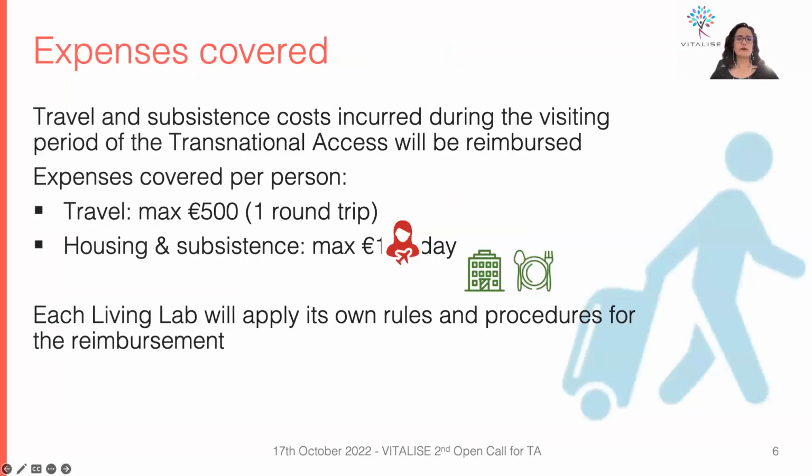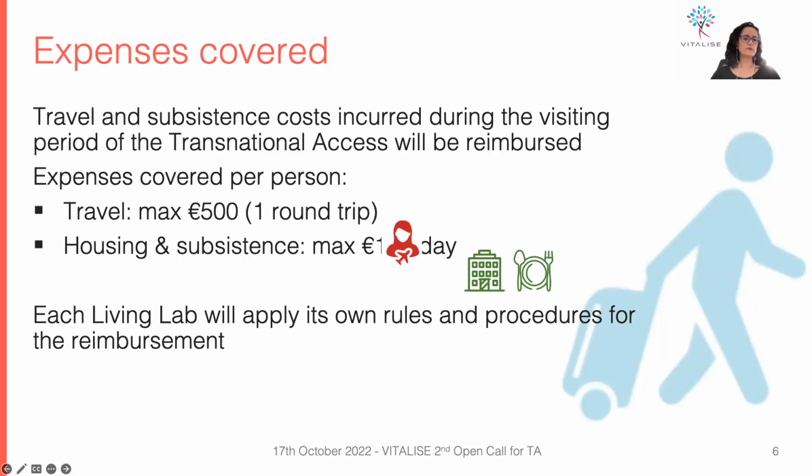About the refund, researchers that apply for transnational access will have free access to the Living Lab, and moreover, during the in-person transnational access, researchers will be reimbursed both for the traveling expenses and for the subsistence and housing expenses. So the maximum amount of expenses covered for traveling is 500 euros, while for housing and subsistence is 100 euros per day. Both the amounts indicated are per person, so each person of the team will be refunded.